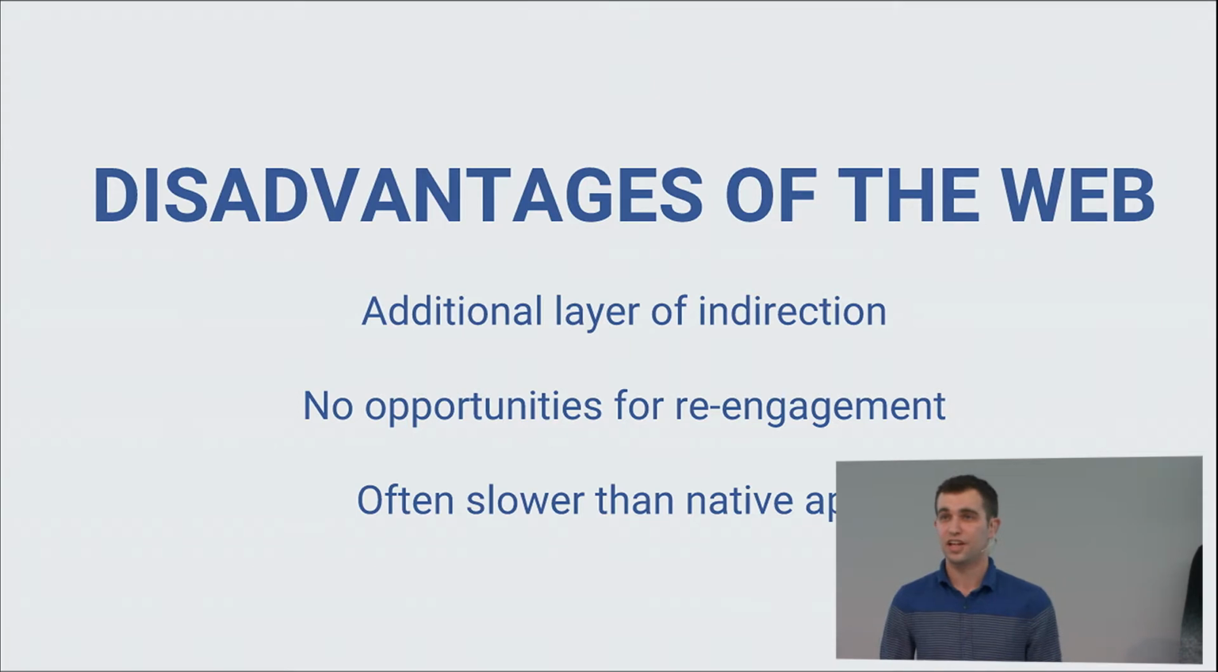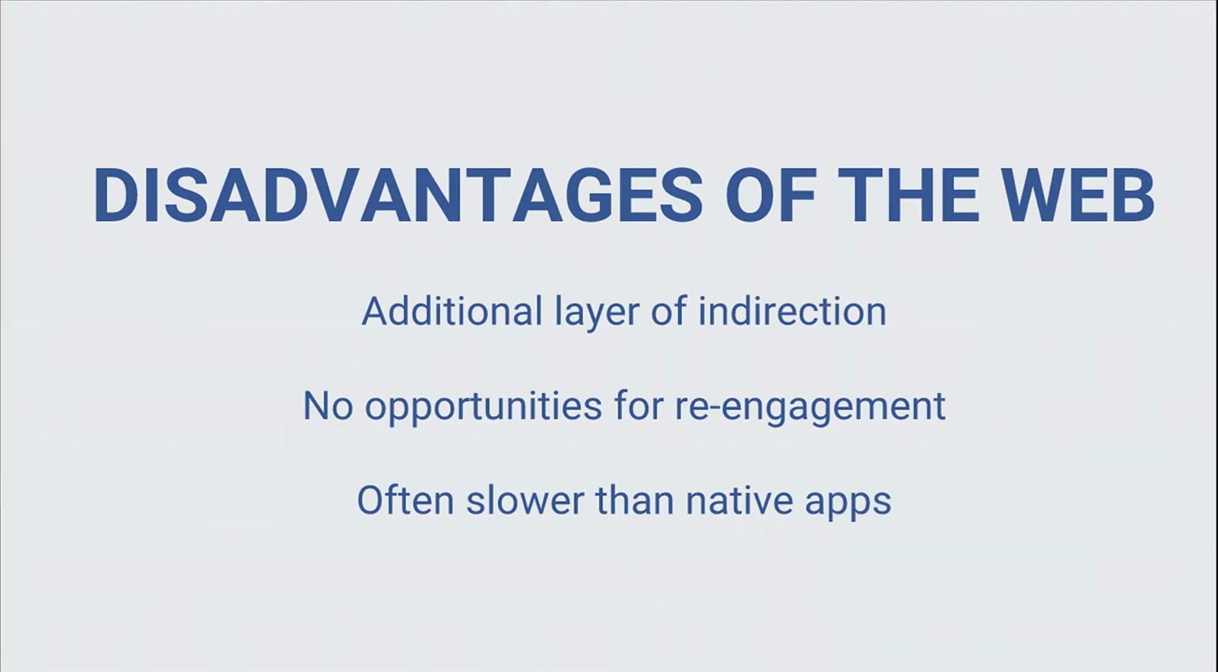And similarly, the web can often be slower than native apps. Historically, when you have a native app, you have the code already there. You don't have to re-download it every time. When you browse to a website, every time you visit the site, you're re-downloading the entire thing. You have to wait for it to parse, and it can be a lot slower than just native code.